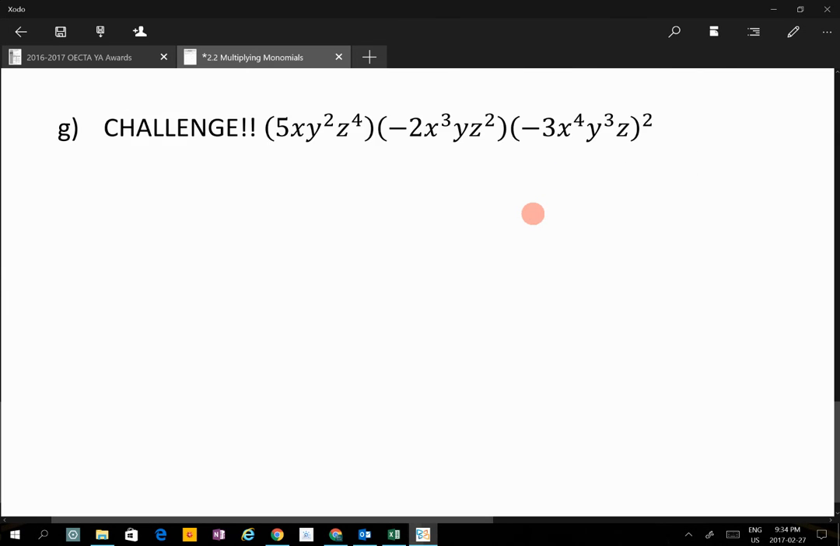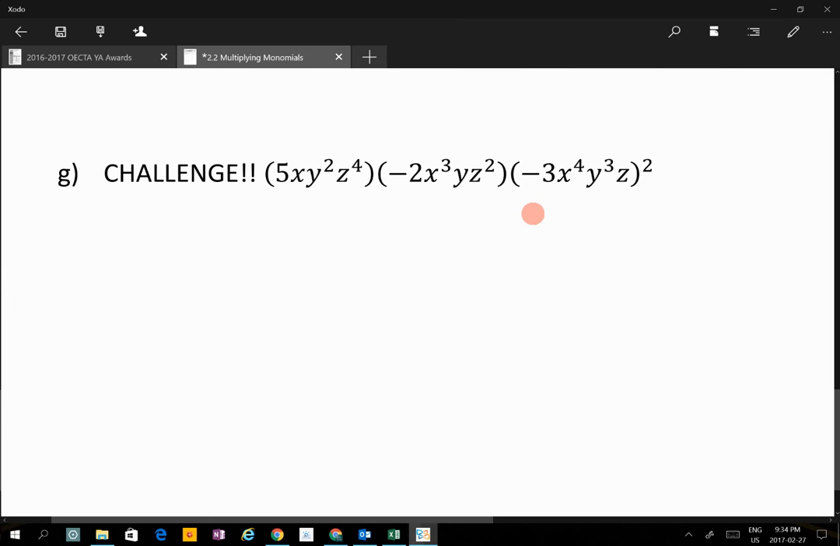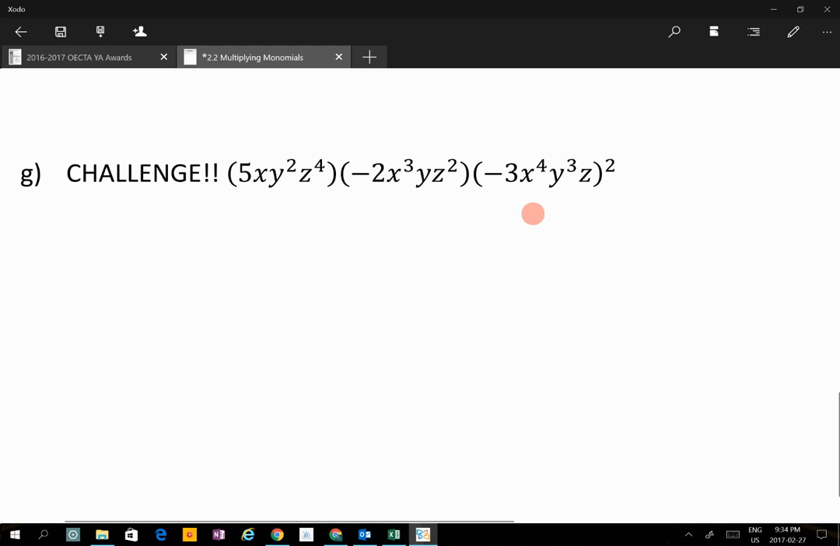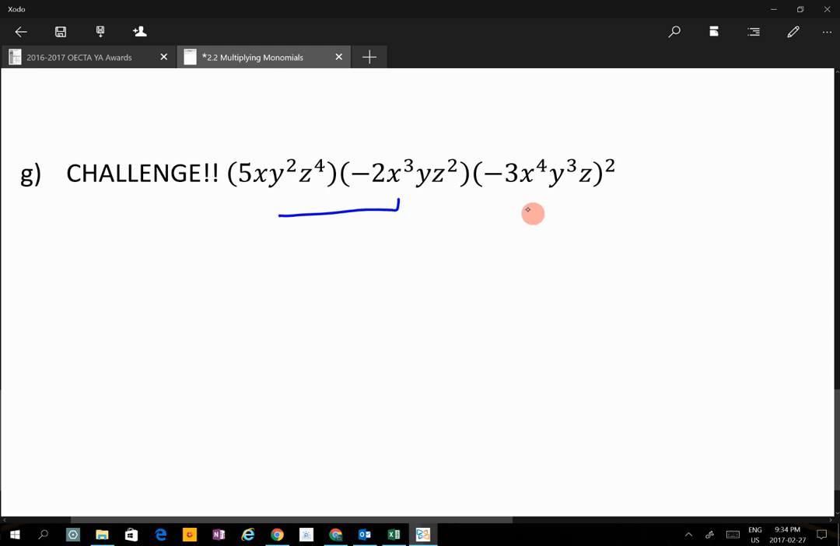Here's a challenging one. What do I do with this? Well, let's combine these two first. It doesn't matter which one you combine first because these brackets are being multiplied with each other. So I'm going to combine these two first. Coefficients, the numbers. So 5 times negative 2 is negative 10. I'm going to keep this in brackets still. So negative 10. Then I have x times x cubed. So the invisible exponent of 1 here, I'll add to the 3. It becomes x to the exponent 4.